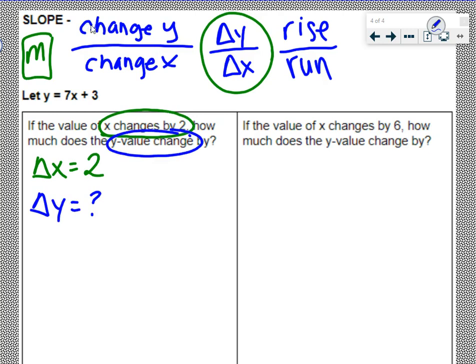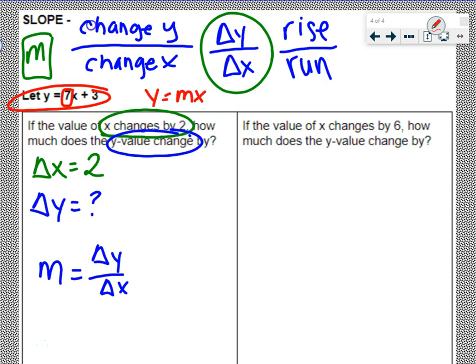Okay, so we have this equation of m is equal to your change in y over your change in x. If we look at our equation, y equals 7x plus 3, we can know what our slope is. Our slope is the number that's next to x. It's 7. So if we think about that, that's in y equals mx plus b form. Your slope is always next to your x. So we also know that m is equal to 7.